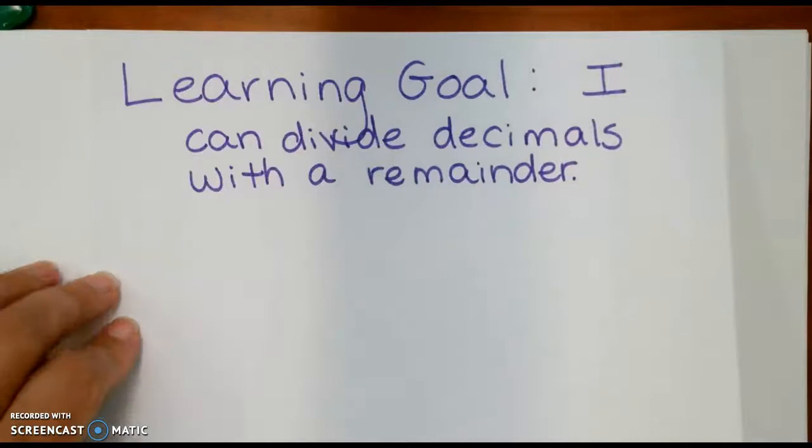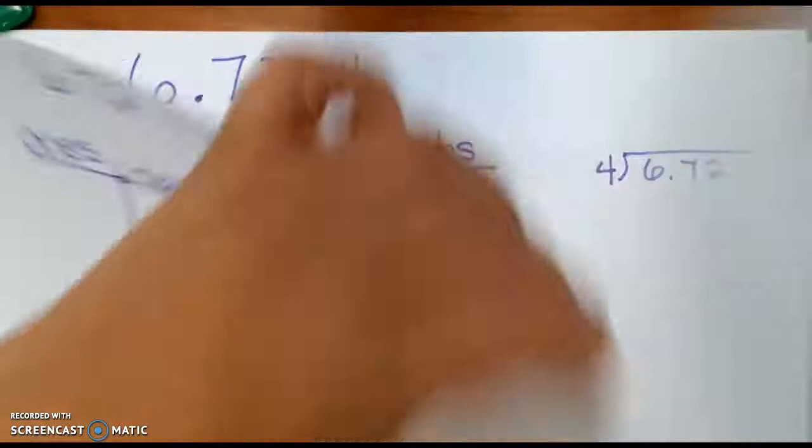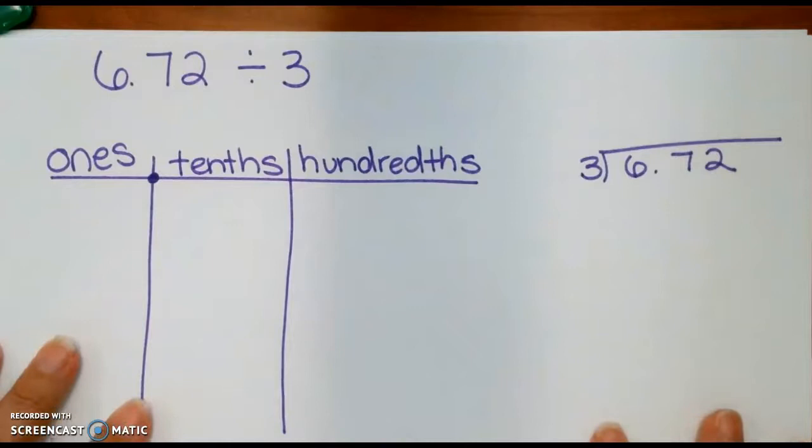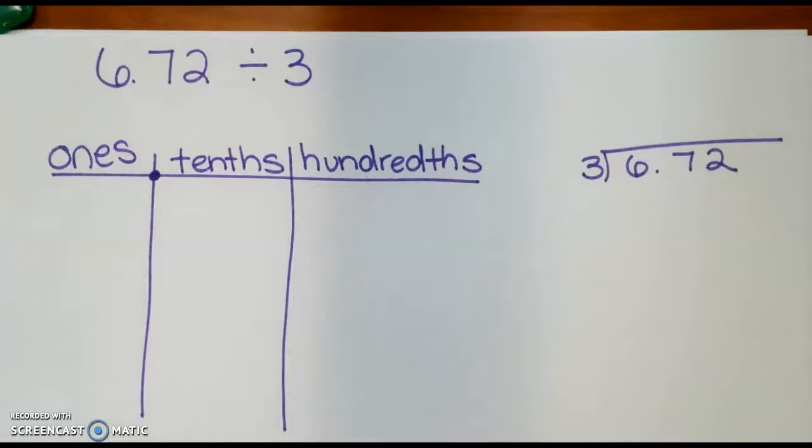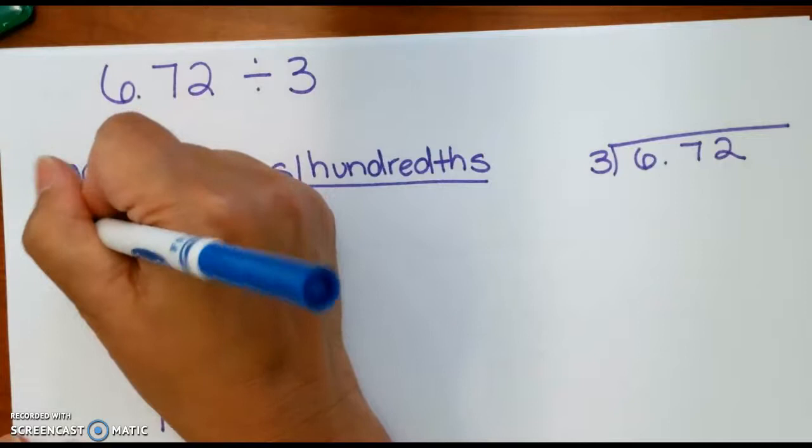Okay, so our first problem is 6.72 divided by 3. Now, how many ones do I have? I have 6 ones. So, we're going to first draw 6 ones.